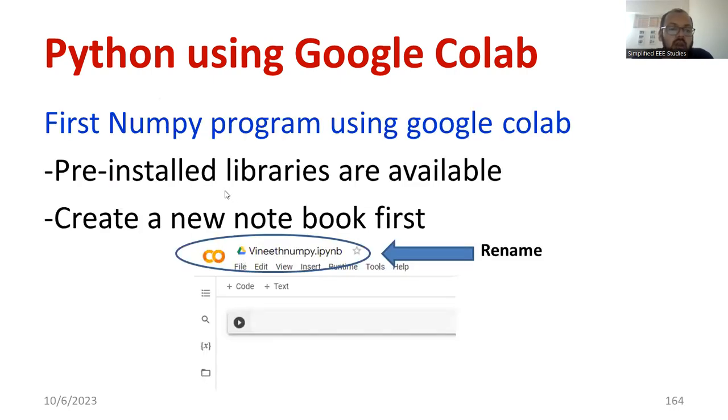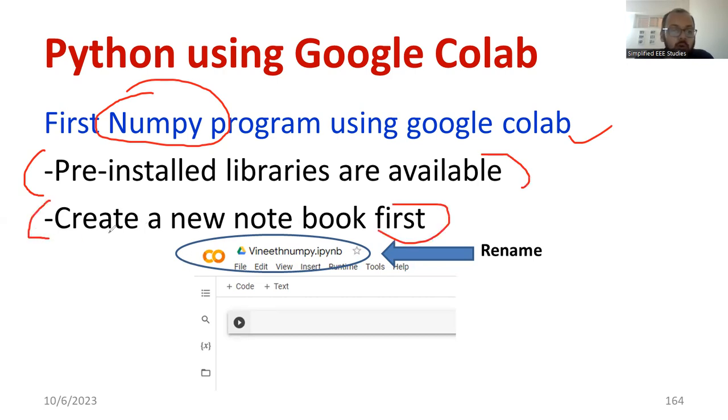Another one is called Numpy. It's another library, Numpy. Let's see a Numpy program using Google Colab. In Google Colab, the library is already pre-installed and available. First of all, you are supposed to create a new notebook. As you can observe, create a new notebook.